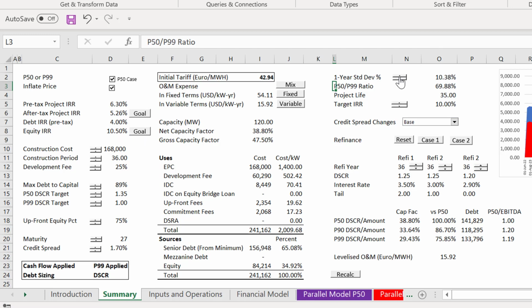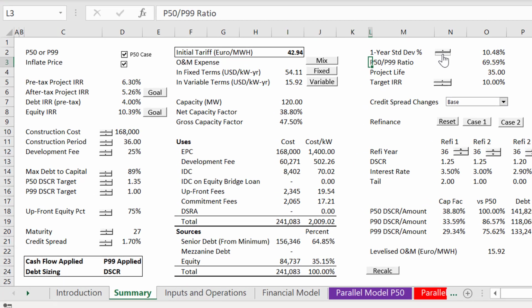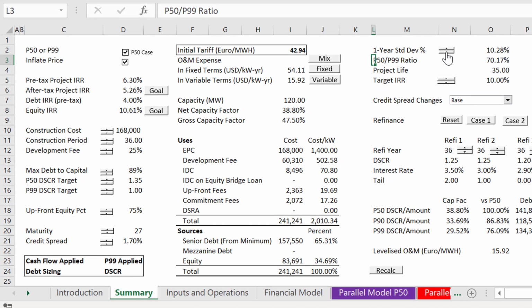And it's not a trivial amount, because 1% equity IRR over a long-term project, I keep belaboring this issue a lot, is a lot of money. This time we get the DSCR. Now, if I press the goal seek again, I can derive, again, I should be saying this is coming from this P50 case, but the debt size might be from the P99 case.